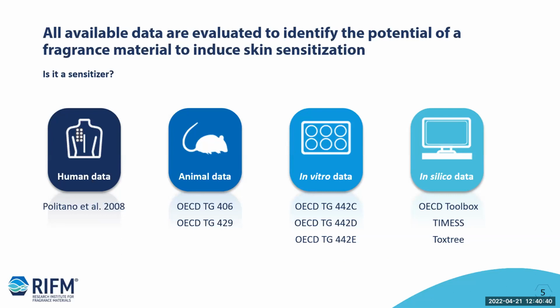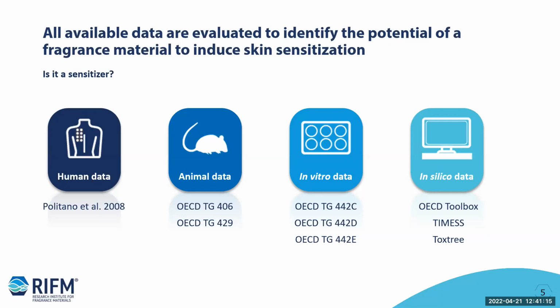We also look at various in vitro data, the ones that have been well validated. These include OECD guideline studies 442C, D, and E. Each of these tests essentially addresses a molecular event that is required to develop the skin sensitization condition. We also look at in silico data. These tools, such as OECD Toolbox, can take the chemical structure and identify where the chemical has a structural feature that makes it reactive to skin proteins.